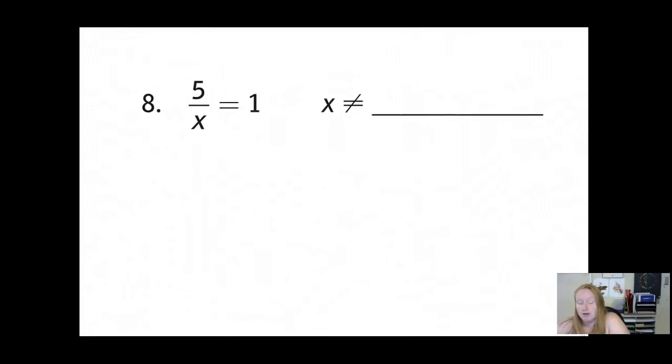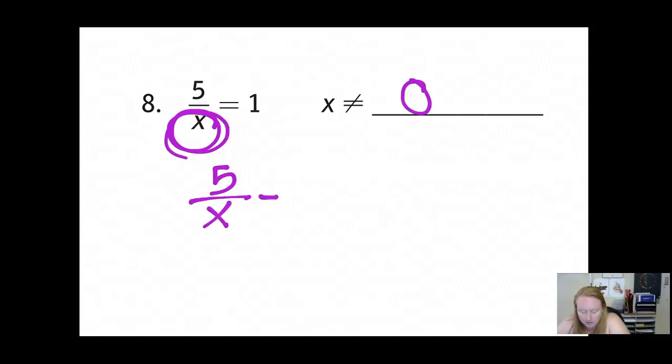So if I start here, we've talked about how it's impossible to divide by 0. It doesn't make sense. I've talked about how this is like me ordering a pizza just to throw it away. Why would I order the pizza? Okay, so here I have 5 over x equals 1. I know that this bottom piece cannot equal 0. So this is actually an easy one. x can't equal 0.